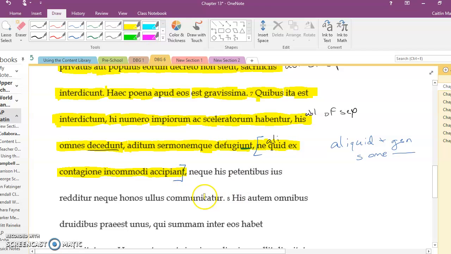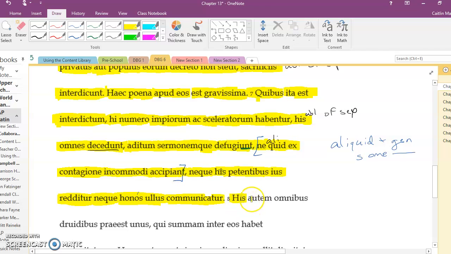Neque his petentibus ius redditur, neque honos ullus communicatur. Okay? Neque, there's two indicative clauses here. Neither to his petentibus, it's a person in what is either the dative or ablative case, and I don't know which, but if it's a person, I'm going to assume it's dative. So, neither to his petentibus is ius redditur, nor is honos ullus, and honos, I think, was on our vocab. You could say the word is honor, honoris, or honos, honoris. So that is nominative singular. Nor is any honos communicated to his petentibus.